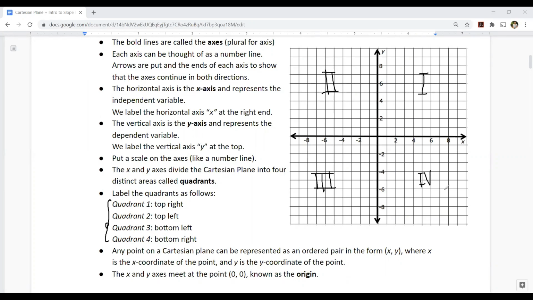Any point on our Cartesian plane can also be represented as an ordered pair in the form of (x, y). So it's important here to remember that x comes first in our coordinate. The x and y axes also meet at the point (0, 0), known as the origin. They meet and intersect right over here at (0, 0).